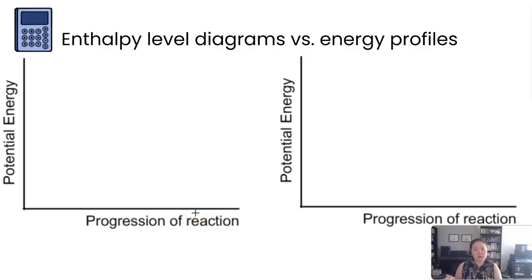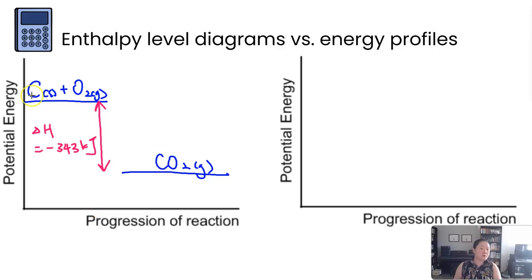So if we take the reaction from the last slide and make it into an enthalpy level diagram, this is what it's going to look like. In the beginning of your reaction, you have your reactants, and you have your products as the reaction goes by. We know that this is an exothermic reaction, and so your reactants have more energy than your products do. And so your reactants are higher up than your products.